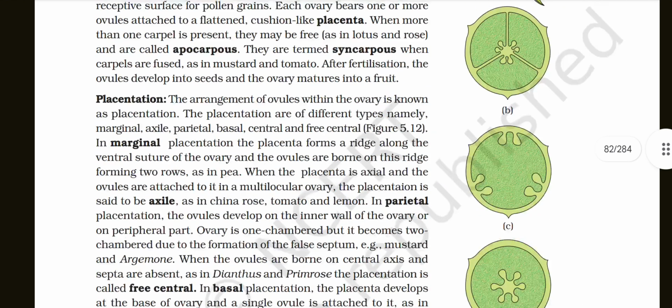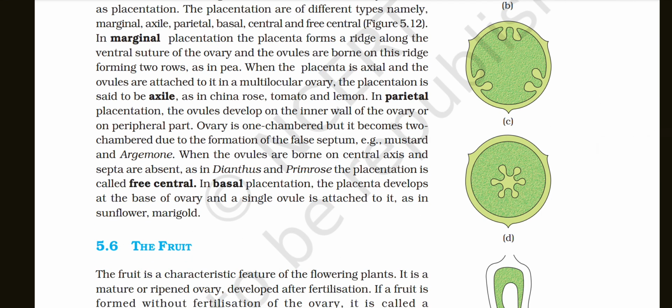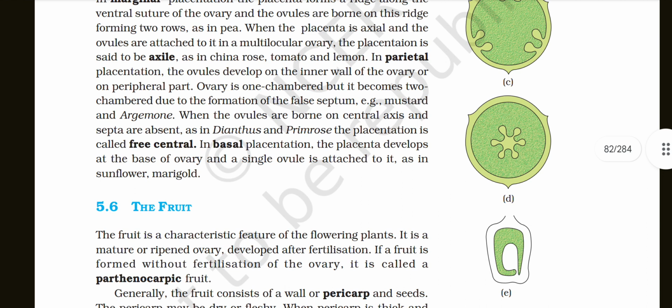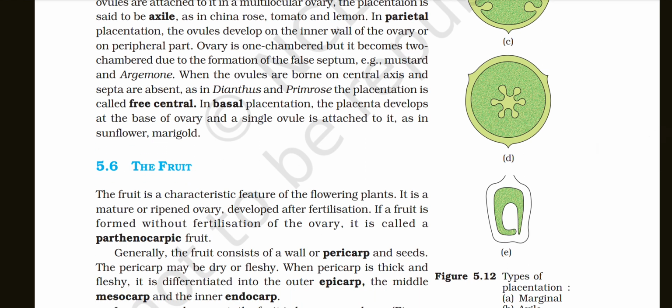In parietal placentation, the ovules develop on the inner wall of the ovary or on the peripheral part. The ovary is one chambered, but it becomes two chambered due to the formation of the false septum, for example mustard and argemone. When the ovules are borne on the central axis and the septa are absent, as in dianthus and primrose, the placentation is called free central.